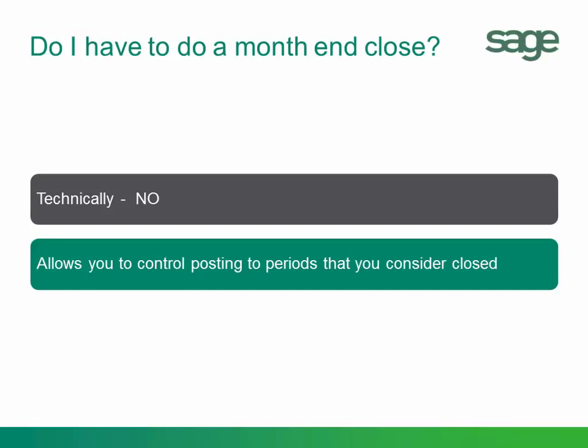So it could be that I might be in December and August could still be open. And I could easily post transactions to August when they really should be posted to December. So when you do a methodical month-end close every period, you can rest assured that those periods that are closed will not be posted to and therefore not have errors in the reporting.